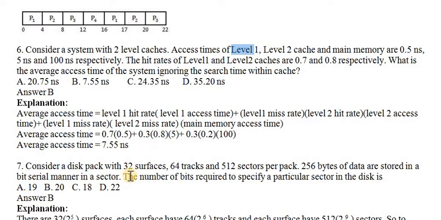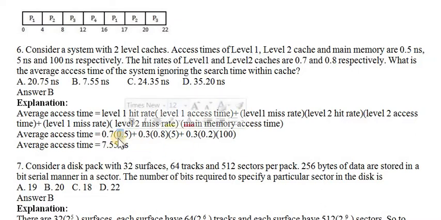In order to represent this, we need the following formula: level 1 hit rate into level 1 access time. Which means I am searching for some data present in the L1 cache, so I am taking it within 0.5 nanosecond. I can access 70% of data with this access time, so I multiply.